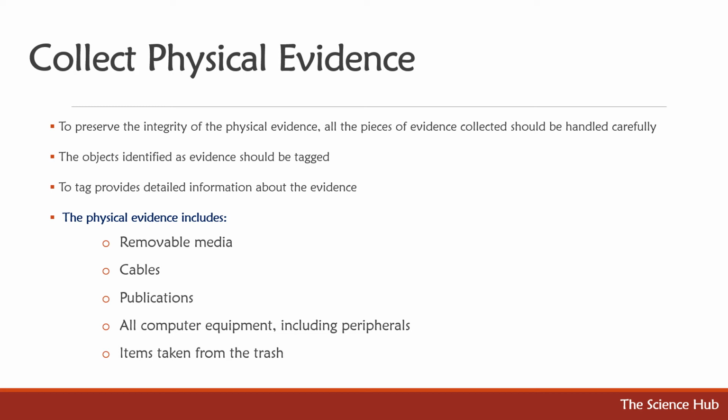Then the collection of the physical evidence. To preserve the integrity of the physical evidence, all the pieces of evidence should be collected, handled carefully and properly managed. The objects identified as evidence should be tagged. A tag provides detailed information about the evidence. The physical evidence includes removable media, cables, publications, all computer equipment, including the peripherals. Then items taken from the trash.